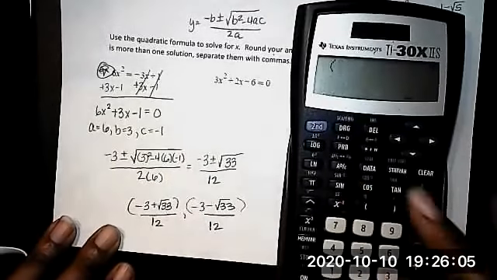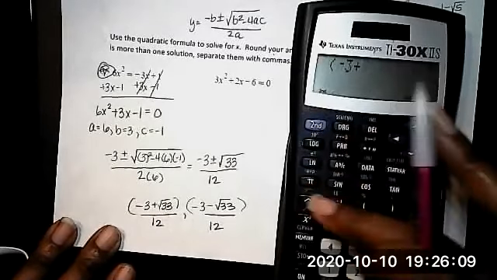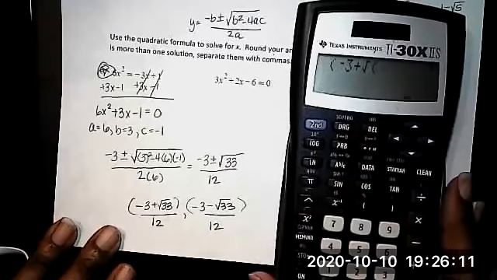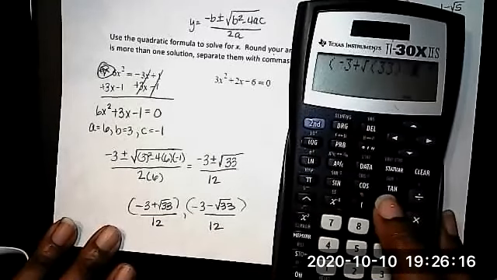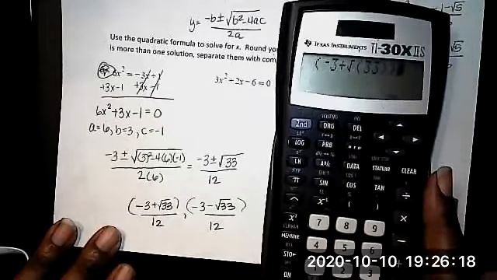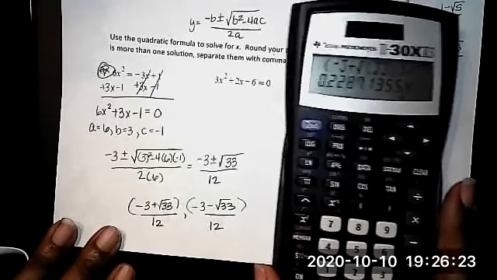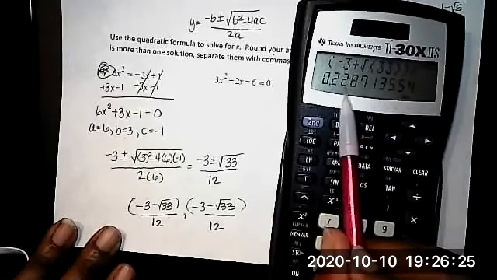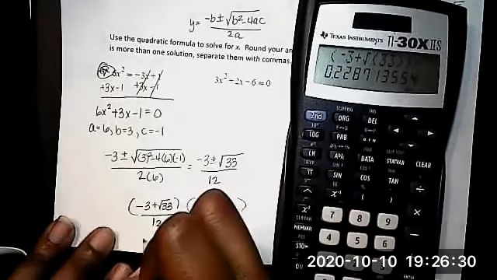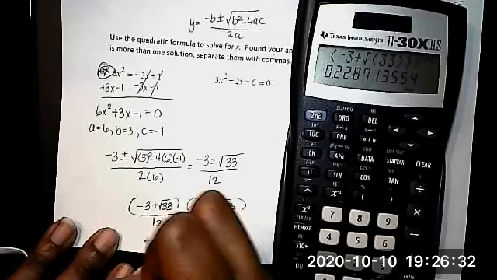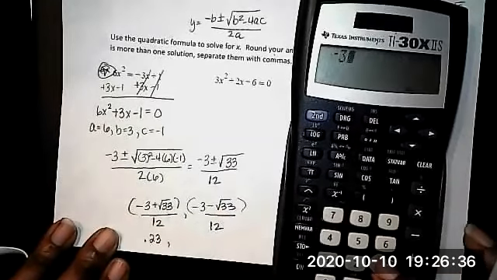So parentheses first, -3 plus the square root of 33. Close that square root parentheses, but also close the top parentheses. You see how that is at the back? And divide that by 12. Now we're rounding to the nearest hundredth, which is the second number. That 8 will make this 3. So your answer for this one is 0.23.